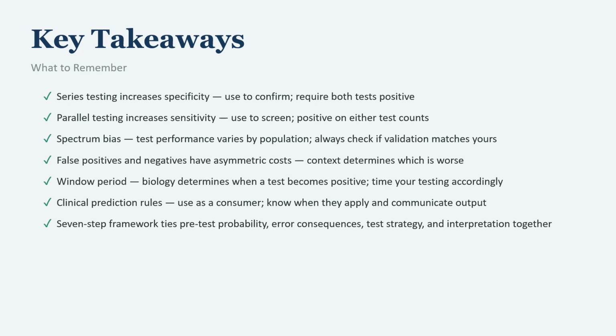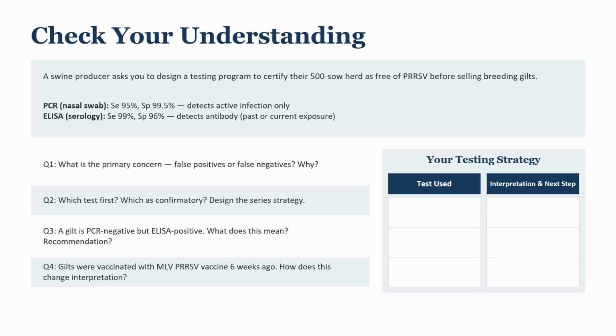In Unit 3, we shift from diagnostic test interpretation to measures of disease frequency and effect, how we count disease, and how we measure what causes it. Watch the video and work through these scenarios. We'll then go through them together.